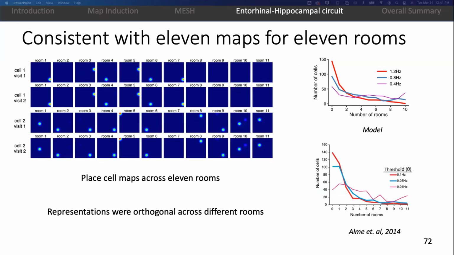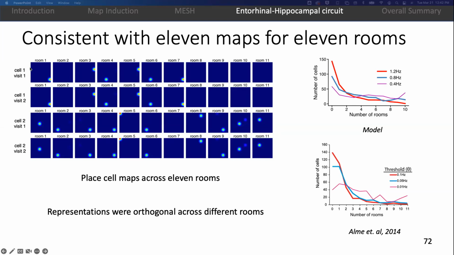So I'm not showing all the results today, but basically just wanted to say that this is also consistent with the 11 maps for 11 rooms experiment, which was done by Mosers, in which they recorded place cell maps in 11 different rooms. And they showed that all of these place cell maps had orthogonal representations, kind of suggesting that this system is very high capacity.